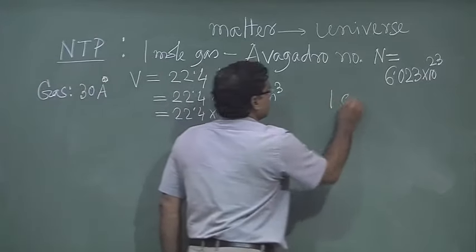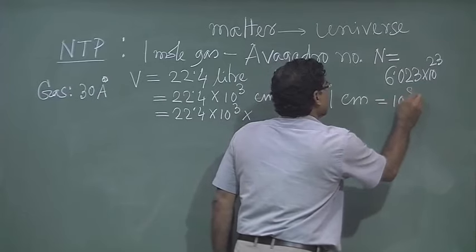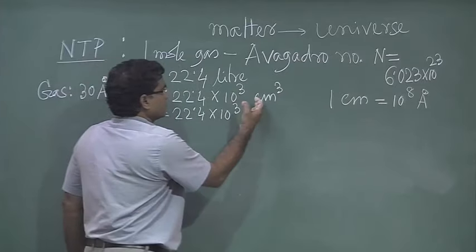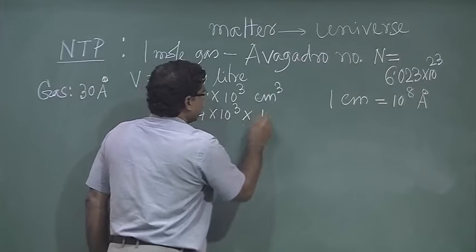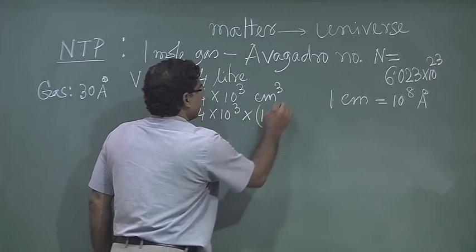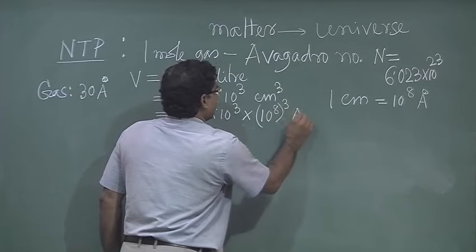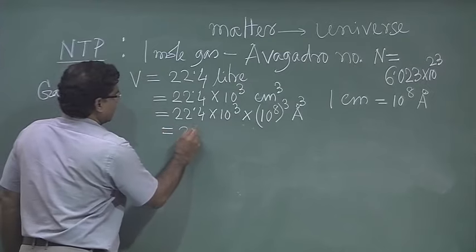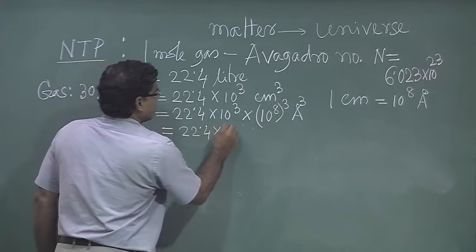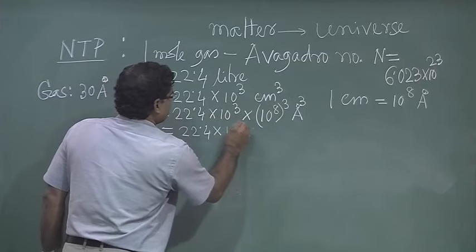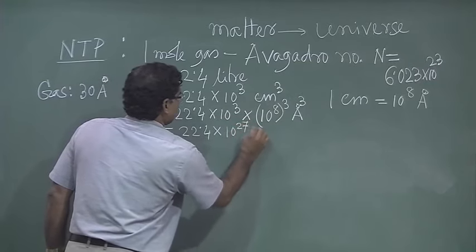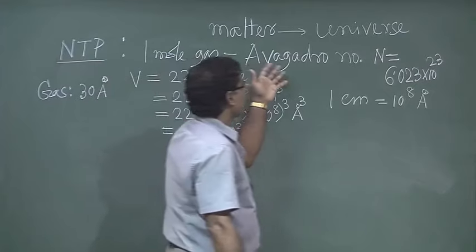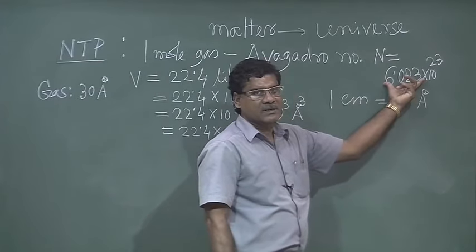1 centimeter equal to 10 to the power 8 angstrom. So centimeter cube will be 10 to the power 8 cube angstrom cube. Okay. So this is 22.4 into 10 to the power 27 angstrom cube. So in this volume, this many numbers of atoms are there.